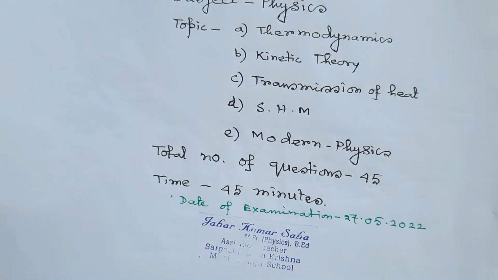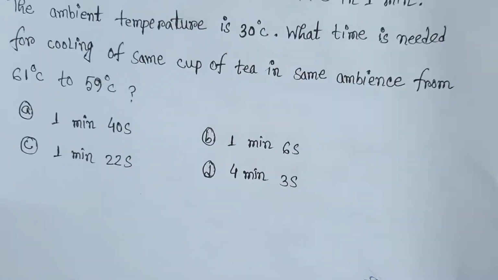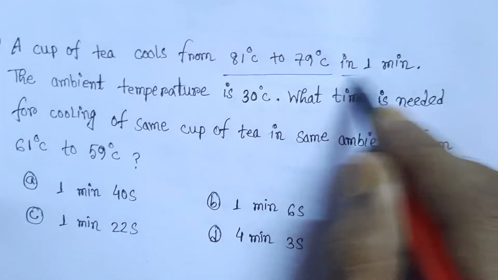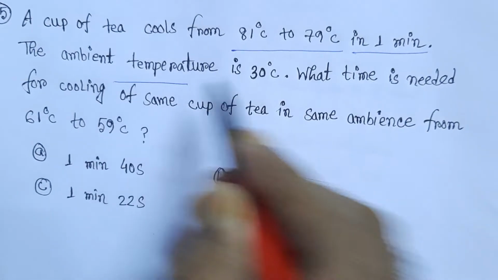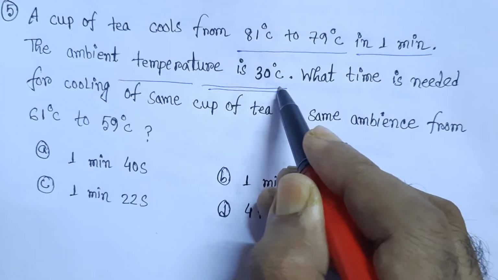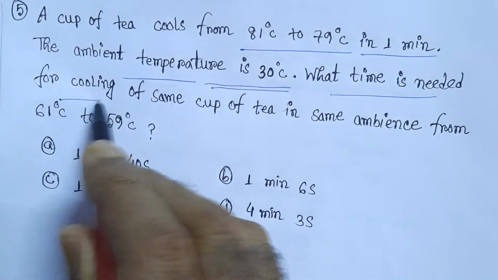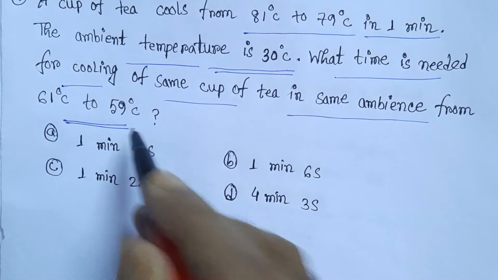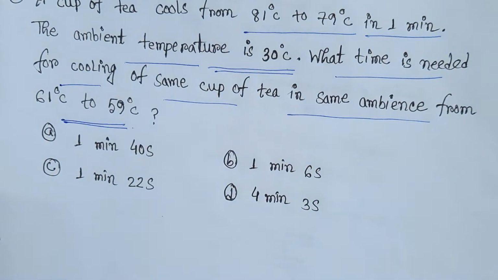Now, let us see question number 5. A cup of tea cools from 81 degrees centigrade to 79 degrees centigrade in 1 minute. The ambient temperature, that is the room temperature, the surroundings temperature, is 30 degrees centigrade. What time is needed for cooling of the same cup of tea in the same ambience from 61 degrees centigrade to 59 degrees centigrade? Now it is also a problem from Newton's law of cooling. We have to apply the cooling law here, but what is different? We have to calculate the time here.